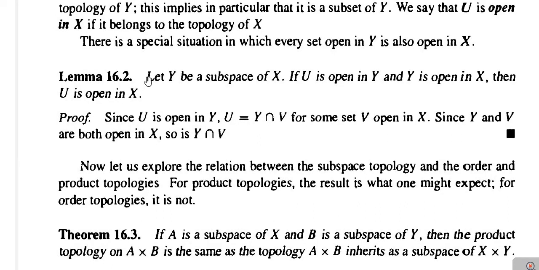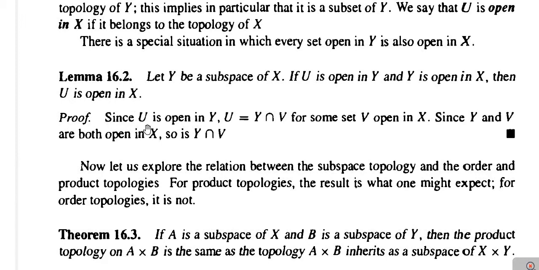So, the next lemma is: let Y be a subspace of X. If U is open in Y and Y is open in X, then U is open in X. To prove this lemma, we have to consider that U is an open subset of Y and Y is open in X. Then we have to show that U is open in X also. So let us prove this lemma.